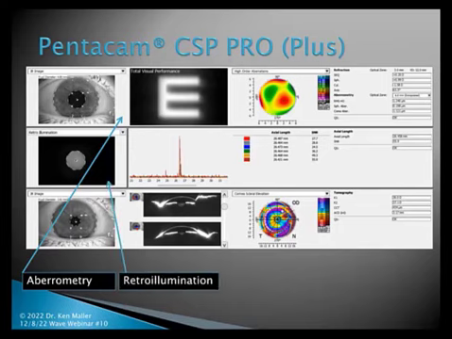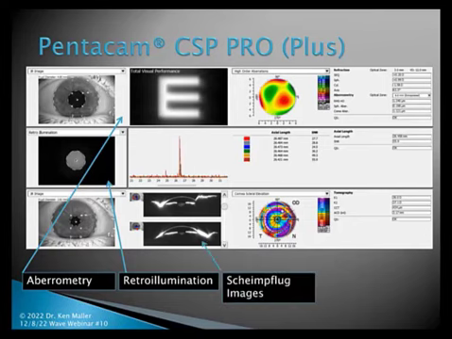The retroillumination is basically backlit through the lens, so you can see if there are any lenticular opacities that are interfering with this particular patient's visual system. Again, there are the Scheimpflug images, once again set 90 degrees apart, and you can pull that up and down to see them all. Axial length measurements there.